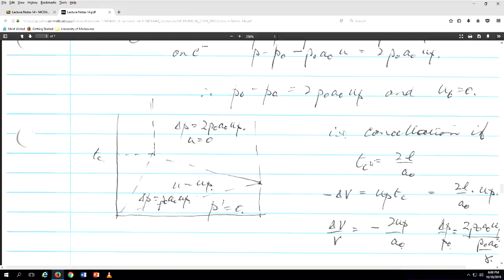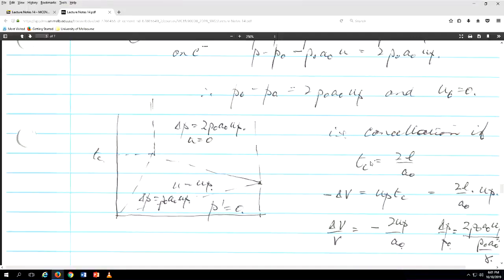So it cancels exactly if this time, when I made the piston velocity 0, is exactly the time from here to here, which is L over A naught, plus the time to come back again, which is L over A naught, so it's 2L over A naught, if the speed of the piston velocity is very tiny compared with A naught.